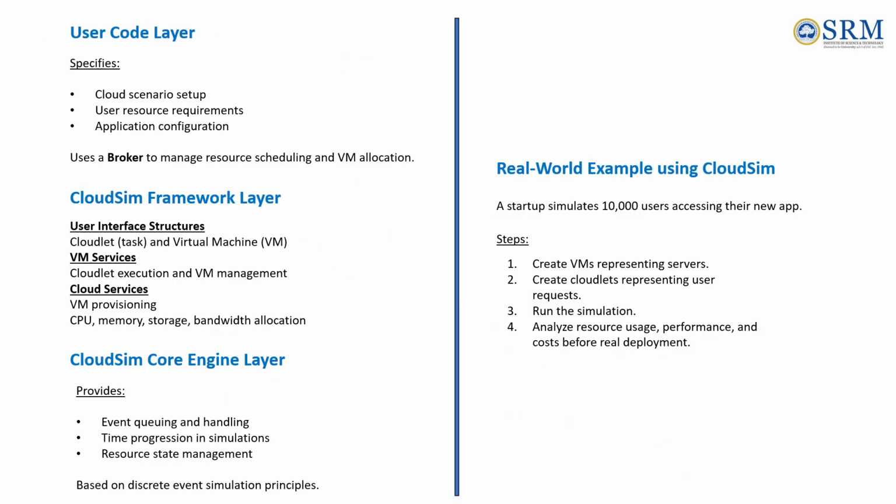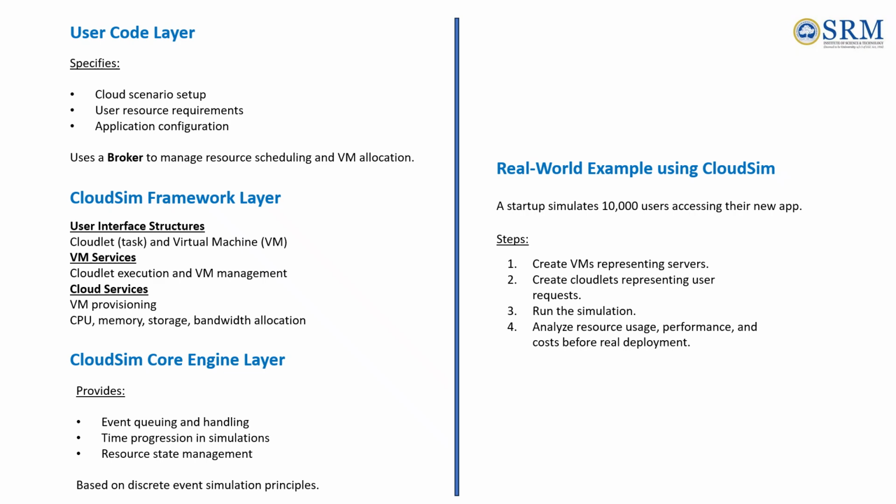This slide explains a real-world example of how CloudSim can be used. Suppose a startup wants to test a new cloud application that may be accessed by 10,000 users simultaneously. Instead of deploying the system directly on a real cloud platform, they first simulate the environment using CloudSim. In the simulation, virtual machines are created to represent cloud servers. Cloudlets are created to represent user requests or application tasks. The simulation is then executed to observe system behavior.